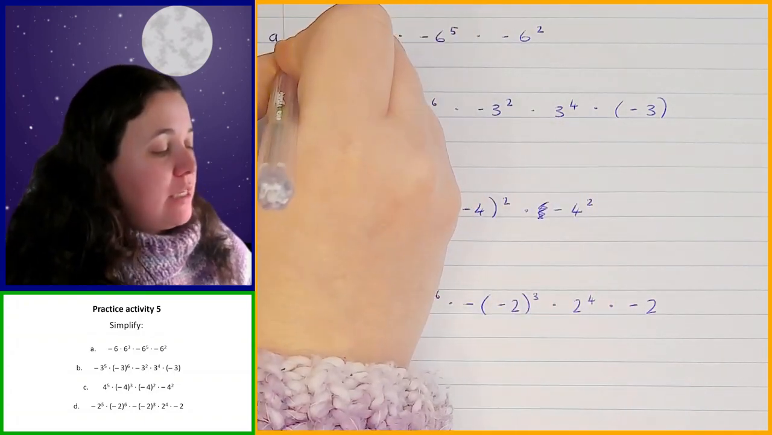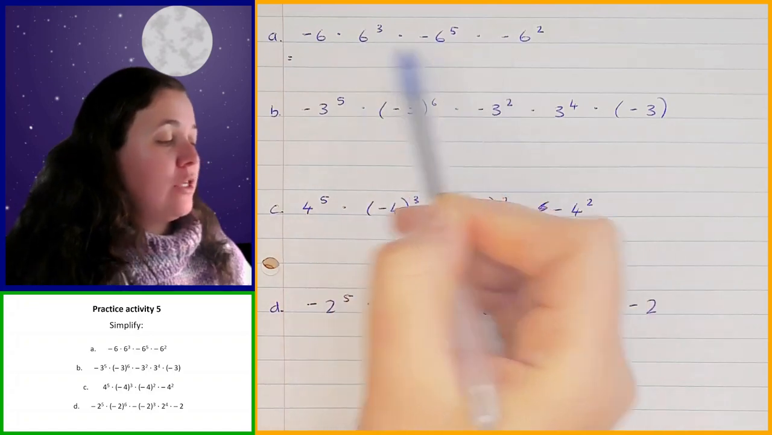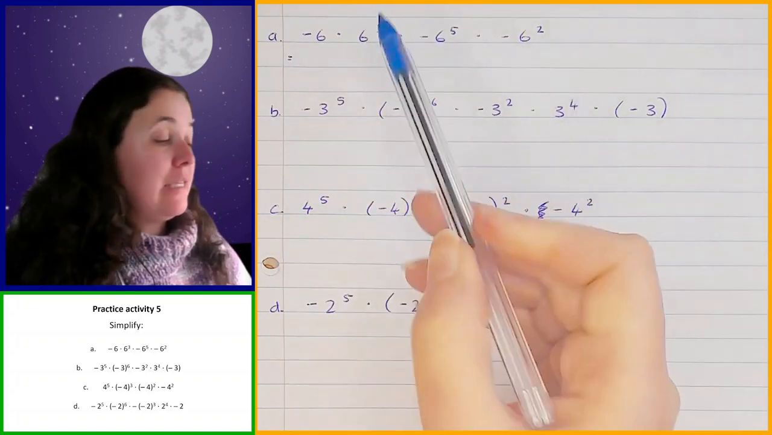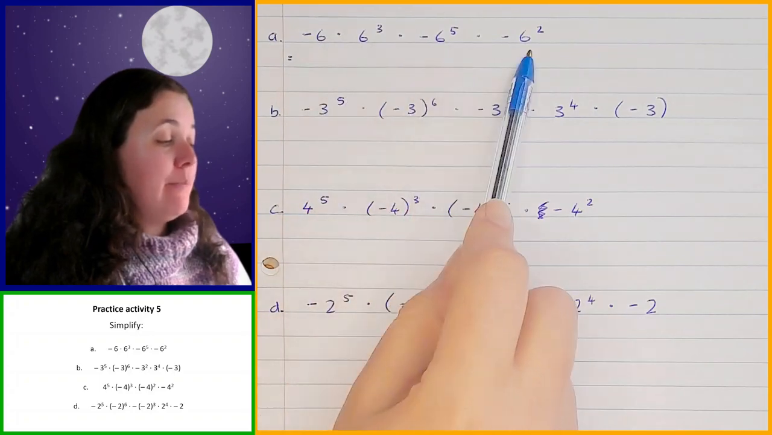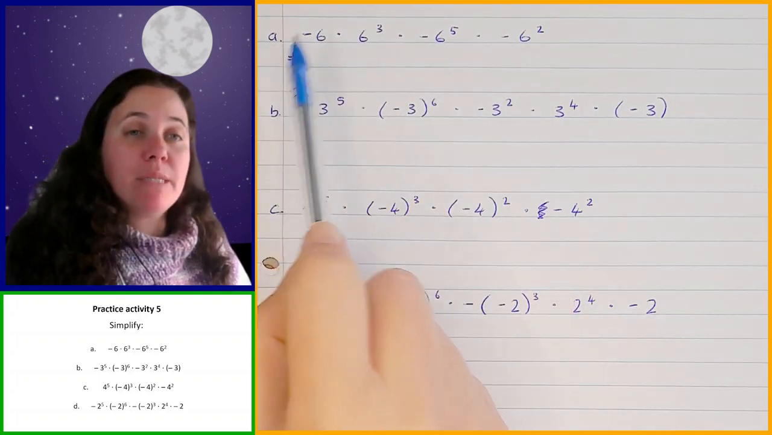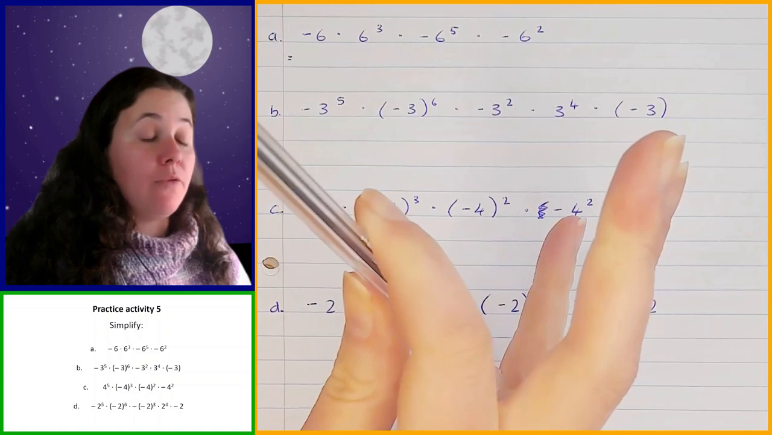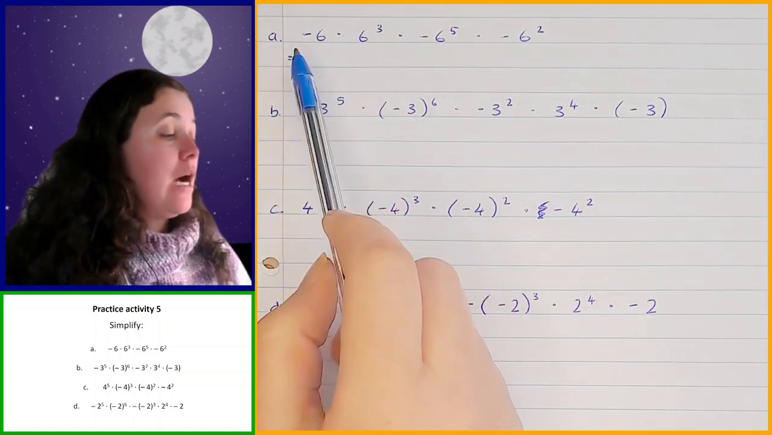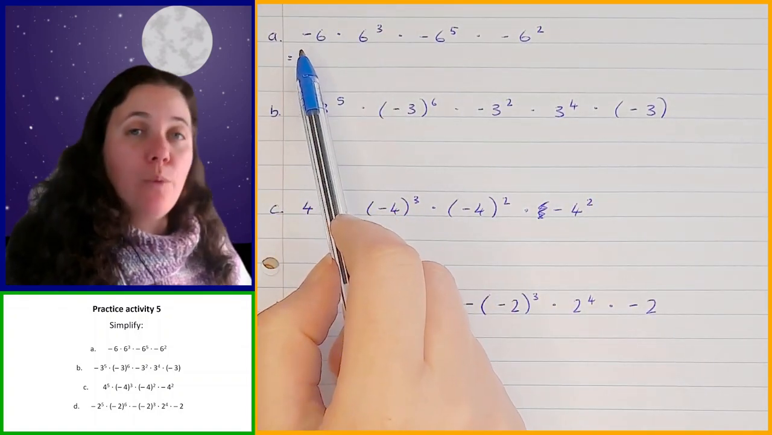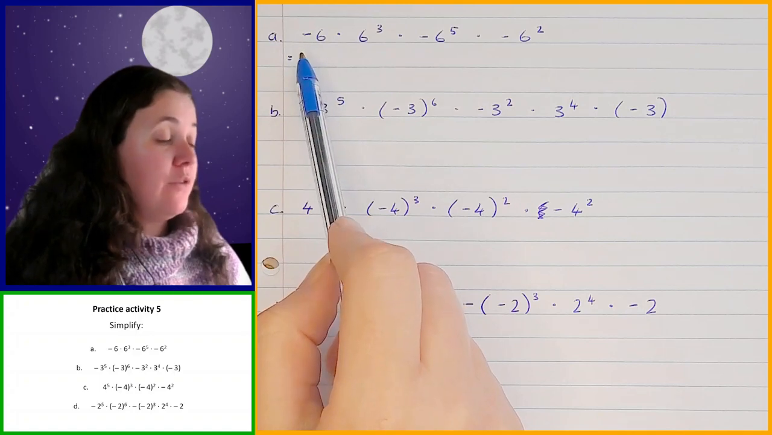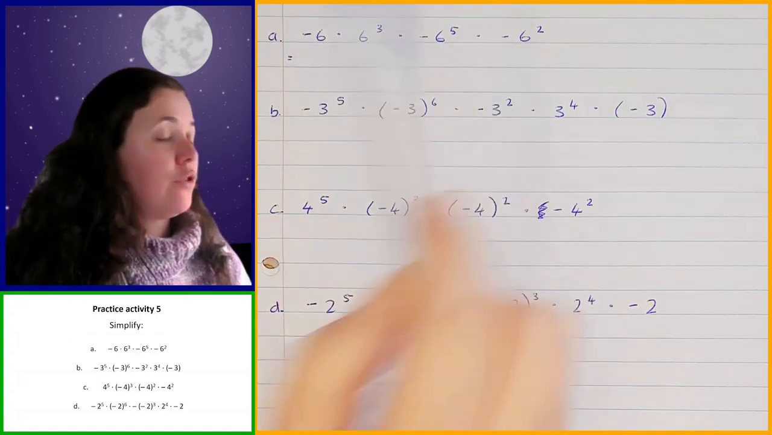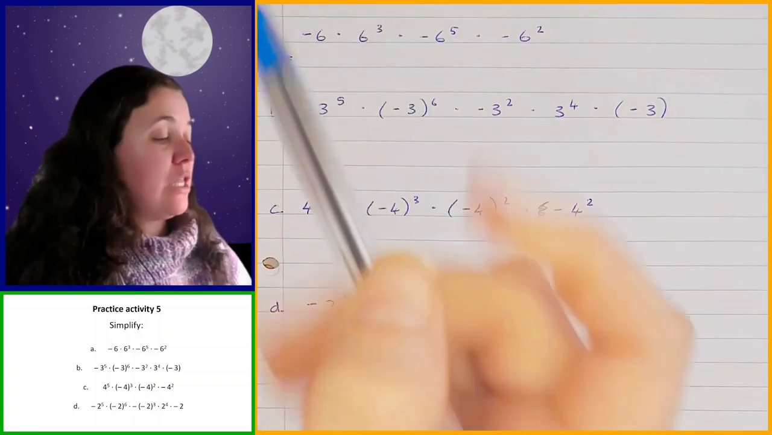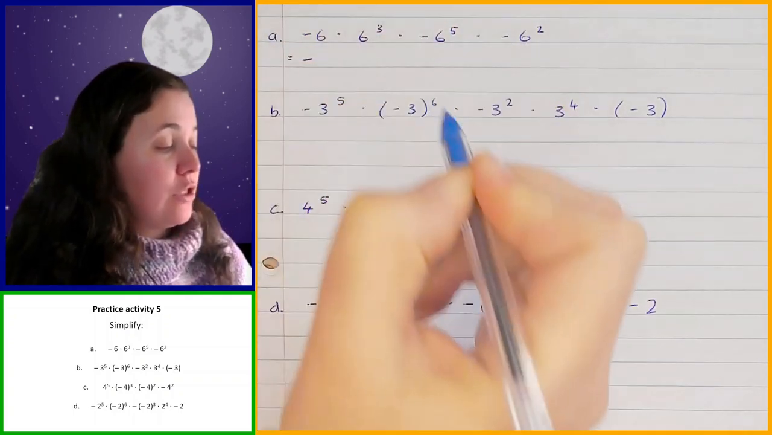So first, if you look at all of those, there are no brackets like there are in some of these other ones. In this one, there's no brackets. So I can go straight ahead and say they all have the same base of 6. Some of them are positive, some of them are negative. But because there's no brackets involved, I don't have to worry about that. I'm going to start off by determining whether or not my answer is positive or if it's negative. Okay, so I'm going to say I have 1, 2, 3 negatives that are being multiplied together. So that means that I'm going to have a negative answer.